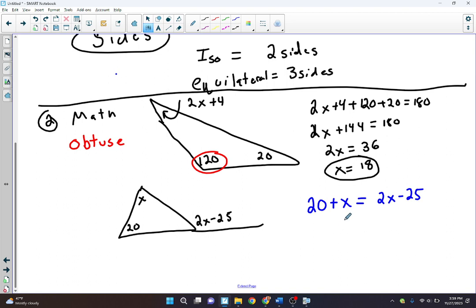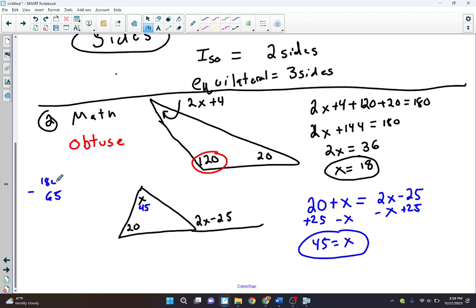Okay, minus x. I always move the smallest x over. Plus 25, plus 25. 45 equals x. That's it. So let's plug it in. This is 45, and this one, 20 plus 45, is 65. So 180 minus 65 is 115. This has to be 115.